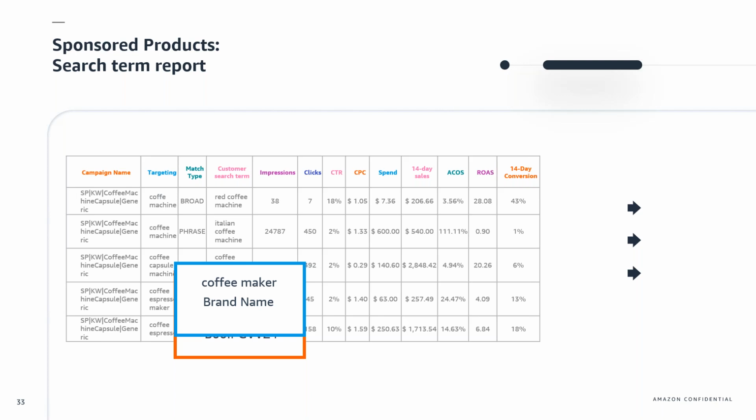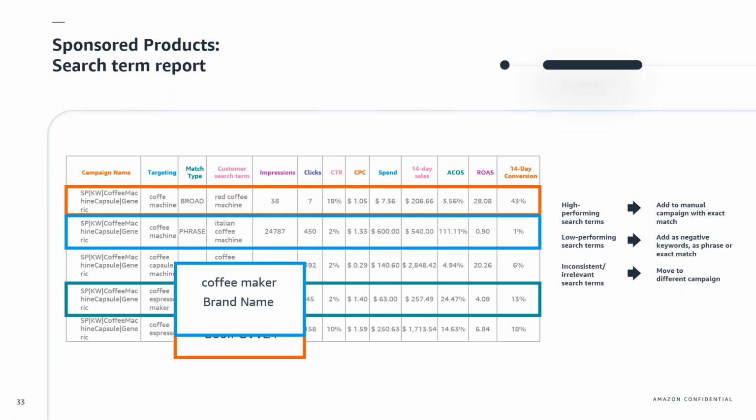The search term report shows the actual customer search terms that resulted in a click, which can help you identify high performing search terms as well as search terms that don't meet your goals. If there are some high performing search terms, we would recommend adding them into manual sponsored products campaigns using exact match.